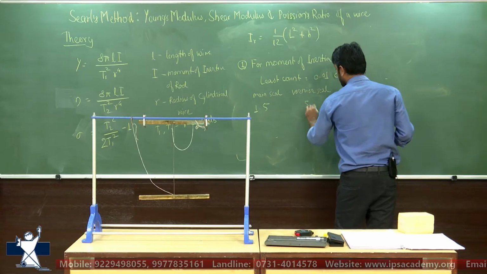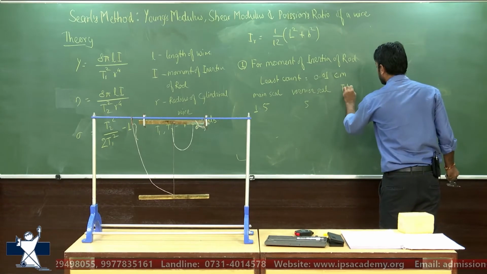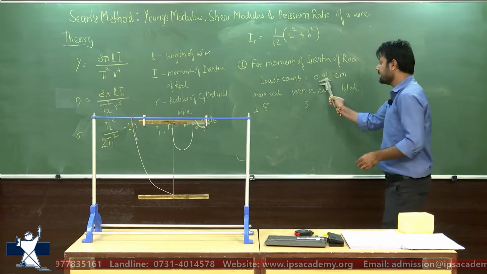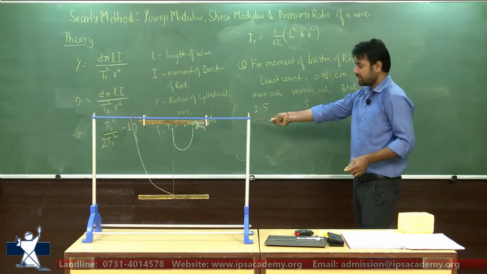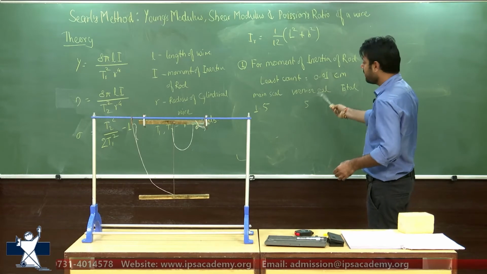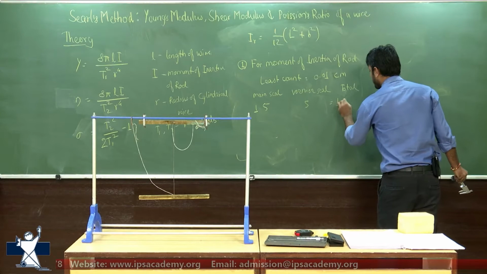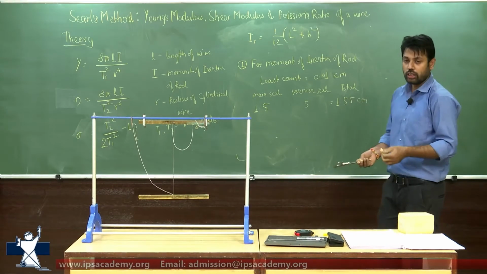So the total will be equal to, so to measure the total, what we do is we multiply this least count with the Vernier scale reading and add it to the main scale reading. So multiplied, this will equal 0.05, and 1.5. So 1.5 plus 0.05 equals 1.55 centimeters. So this is the width of the rod.